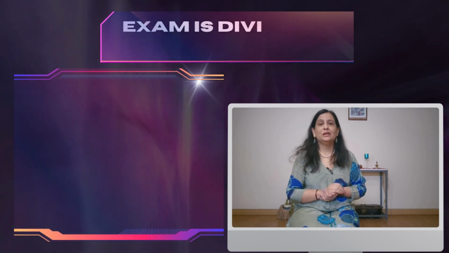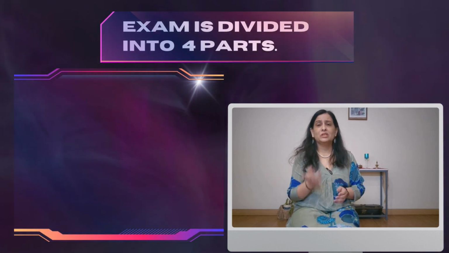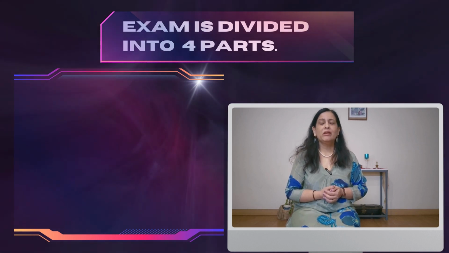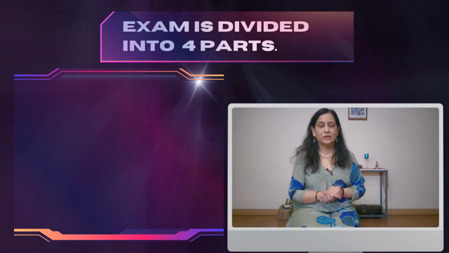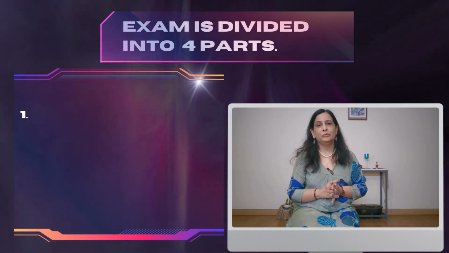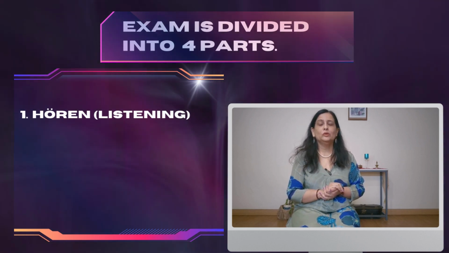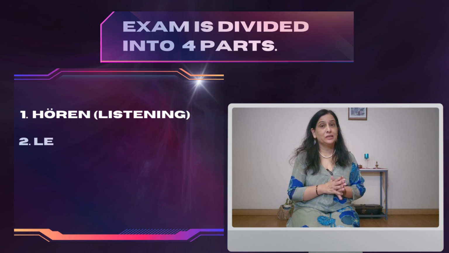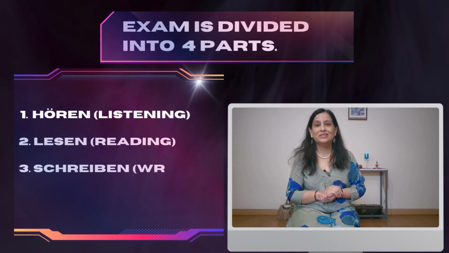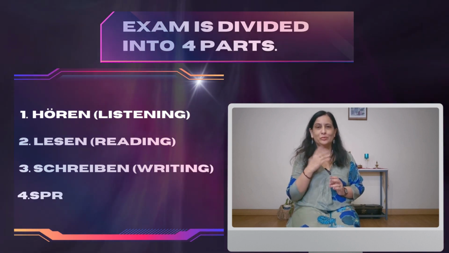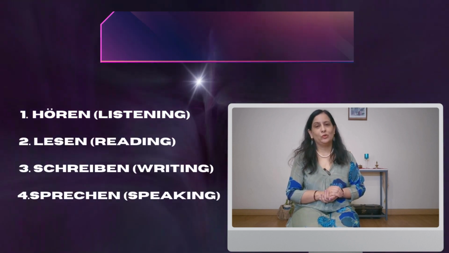Now basically there are four main modules in the A2 level exam, just like the A1 exam, okay? But there will be little variations obviously that we are going to see here. Now the first module will be Hören. Hören meaning listening. Okay, so the next one will be Lesen. Lesen is reading. Then the third one is Schreiben. Schreiben is writing. And Sprechen. Sprechen is speaking. Now one by one we'll see each module.